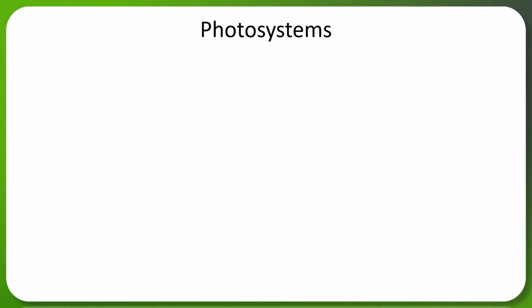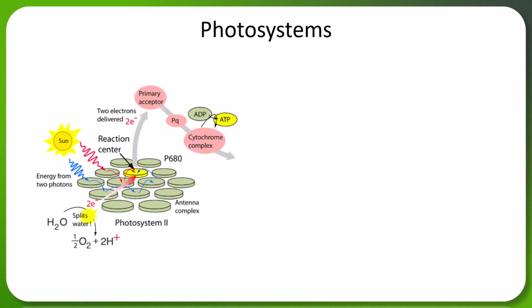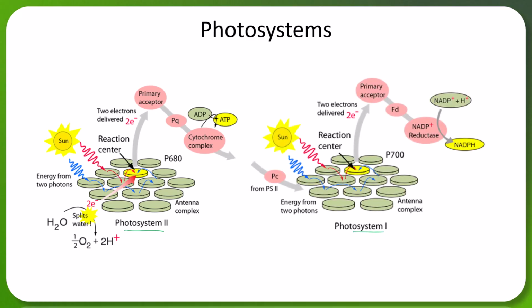So, what does this photosystem look like? Photosystem 2 comes first, and photosystem 1 comes second. You'll notice that they look almost identical. There are some key differences. They are both embedded in the thylakoid membrane, which is that small disc inside the chloroplast.